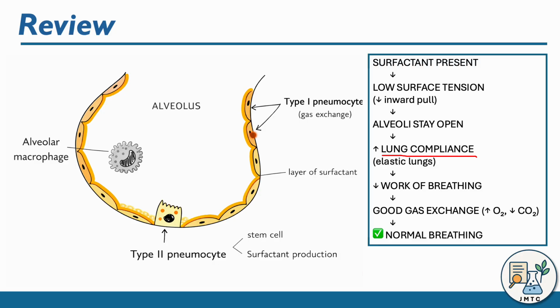Tumataas yung lung compliance, mas madaling mag-expand ang lungs. Kapag mas compliant yung lungs, mas konti yung effort sa paghinga. So, lesser yung work of breathing. And of course, kapag open ang alveoli, mas efficient ang gas exchange. So, oxygen goes in and carbon dioxide goes out. And ang overall outcome natin dito is normal ang breathing. So, that's why alveoli, open alveoli, kapag meron tayong surfactant, means easier ang breathing natin and better oxygenation.